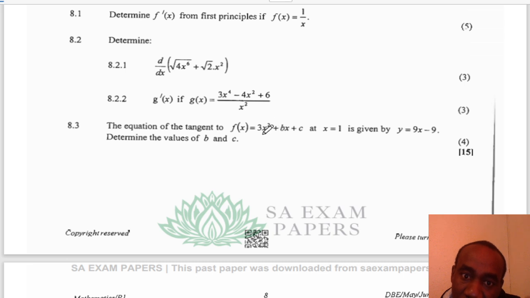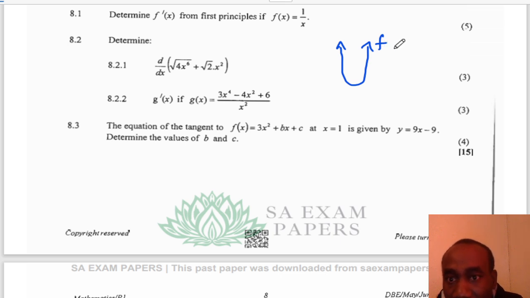Now let's try to sketch the curve for the function f of x. Since the coefficient of x squared here is positive, the shape of that graph would be like this. It will be a U shape. Now they said that there is a tangent to this curve, or to this function. Remember, this curve is f of x, so let's just put f of x there. So this is the curve for this function.